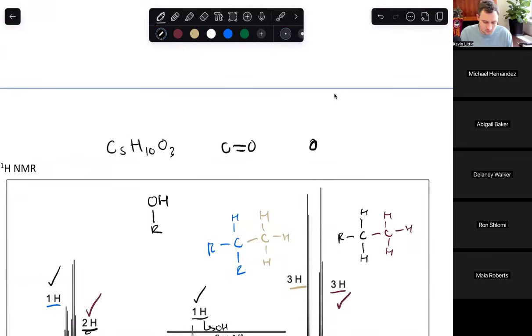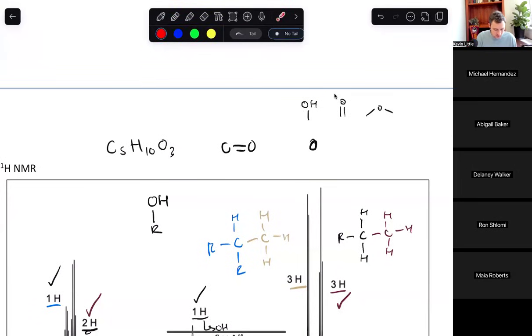That oxygen, remember, oxygens either come as OHs, carbonyls, or as ethers. This oxygen can't be a carbonyl because I have no more degrees of unsaturation. I don't have another carbon. It can't be an OH because I don't have another hydrogen. So this has to be an ether of some kind.